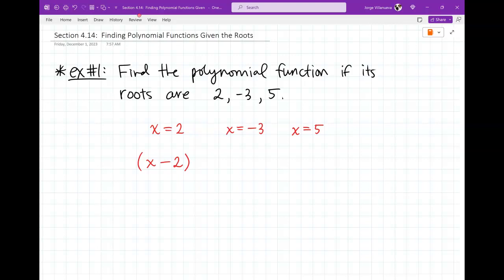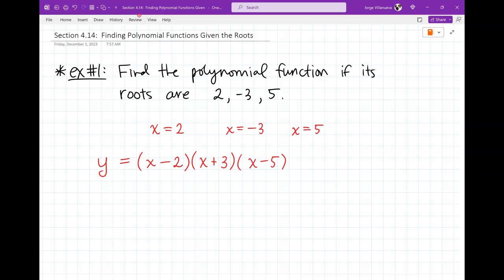Instead of -3, I'm going to use +3. And I'll put an x next to it. I'm going to put a parenthesis. And instead of 5, what am I going to put? A -5, right? Just change the sign. And this is your function. Now the hard part, if there is a hard part, they want you to distribute this. Okay? They don't want you just to leave it like that. This is a perfectly good answer, but that's not the answers they're giving you.